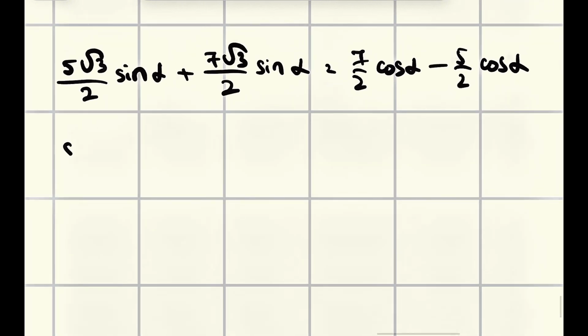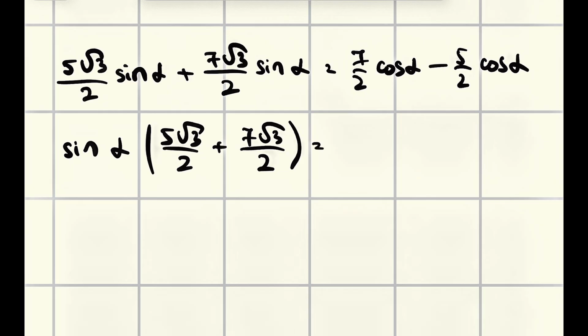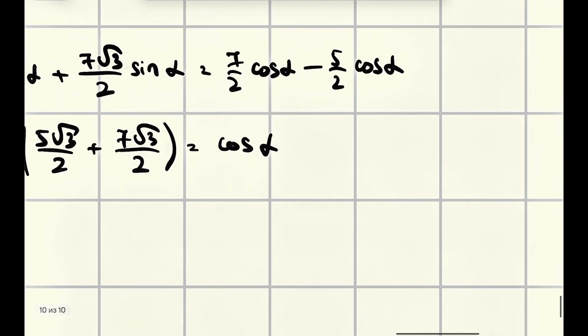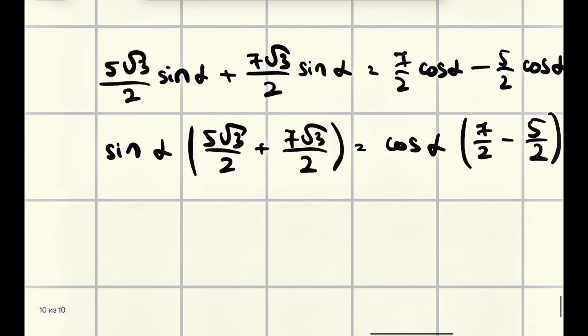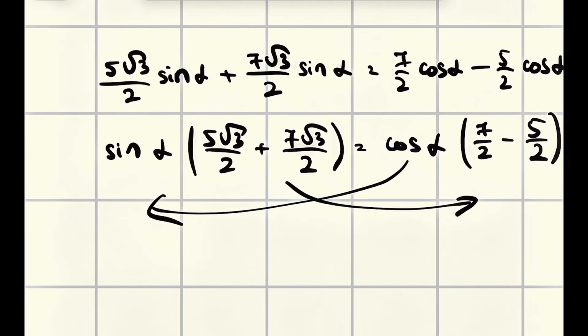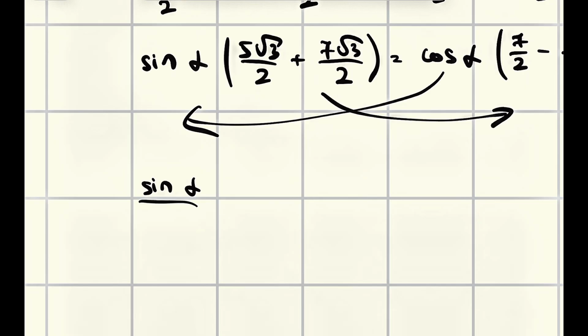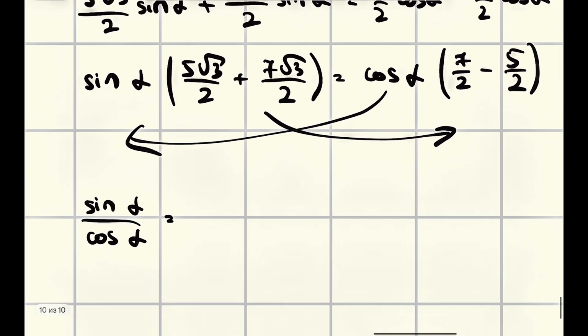You can see that sine alpha is a common factor, with 5 square root 3 divided by 2 plus 7 square root 3 divided by 2. Here we have cosine alpha as a common factor, with 7 divided by 2 minus 5 divided by 2. If I move the cosine to that side and this thing to this side, it's just sine divided by cosine, which is tangent alpha.